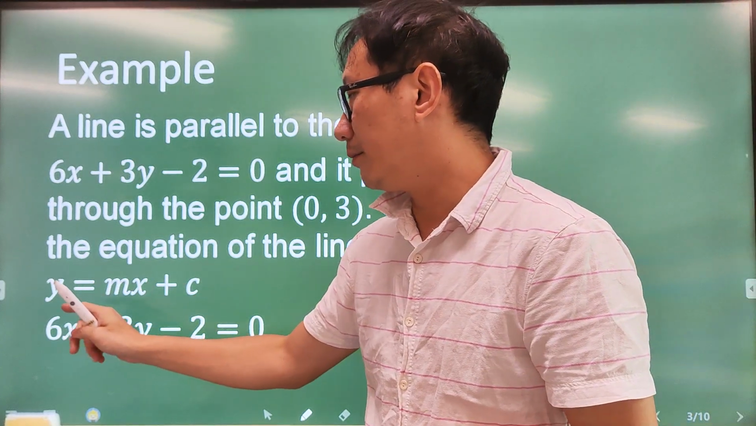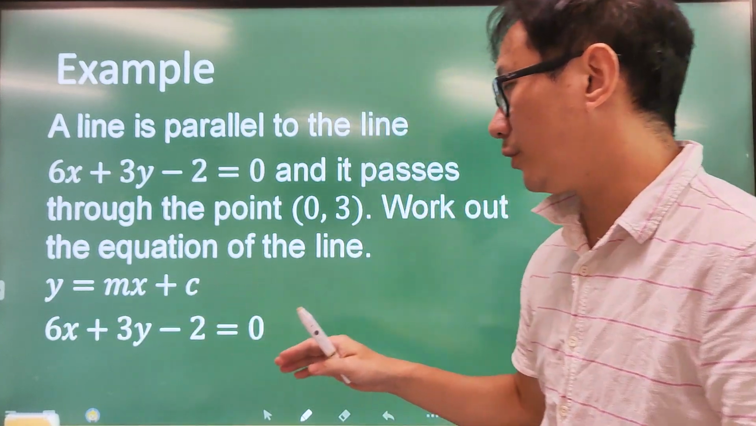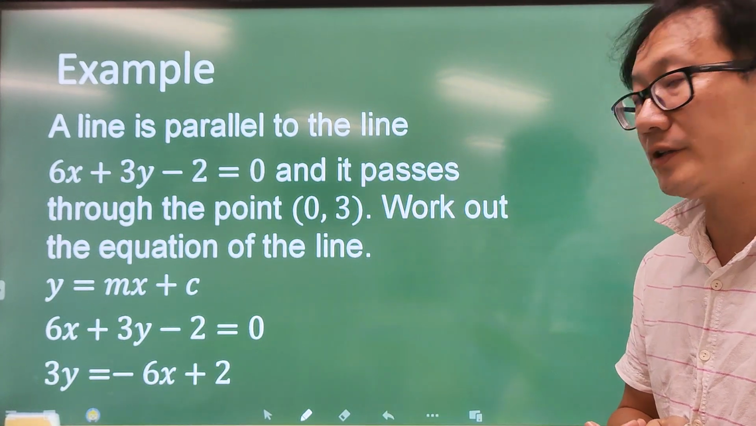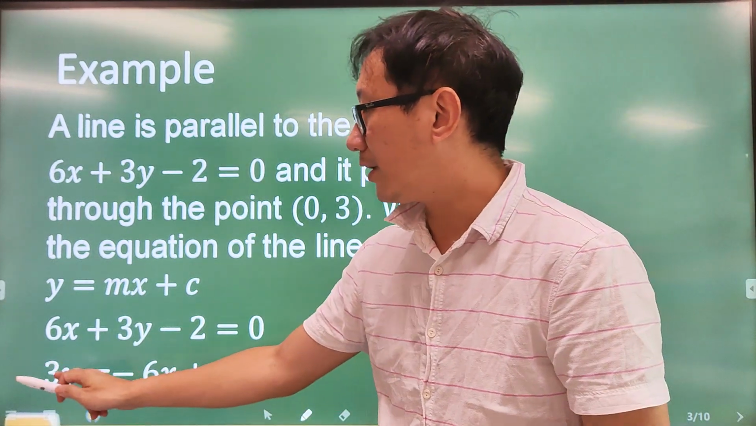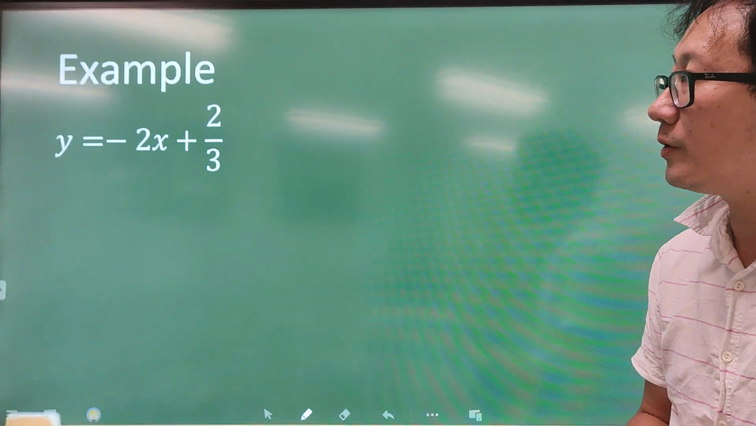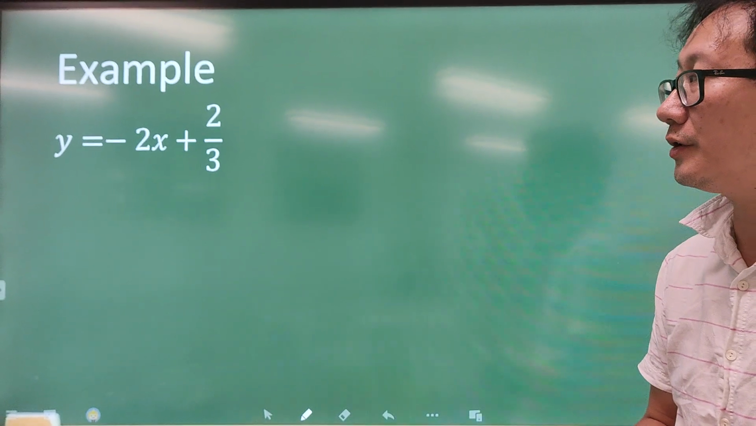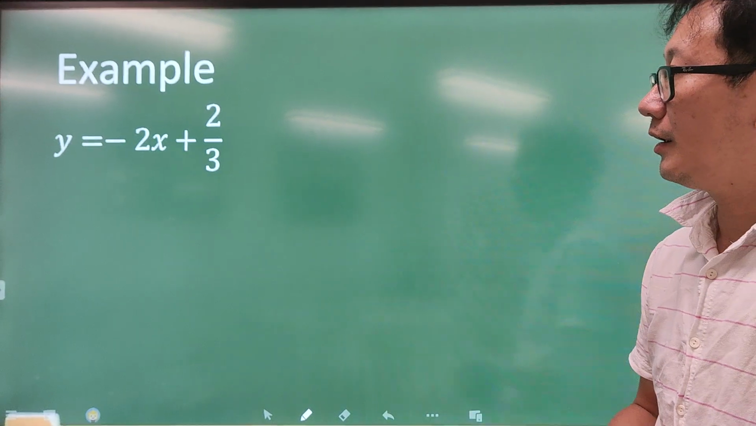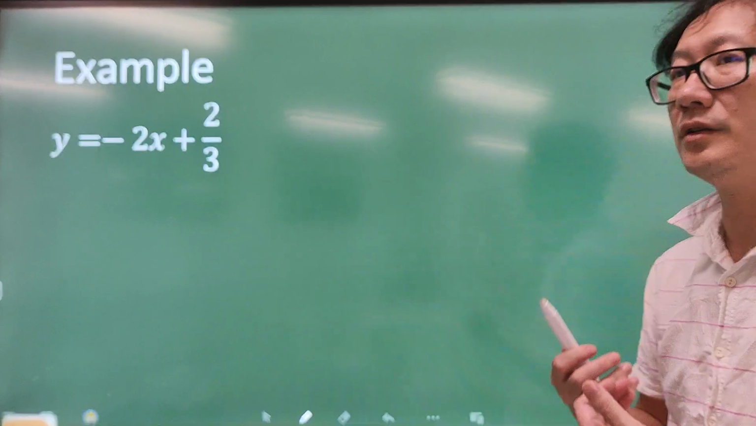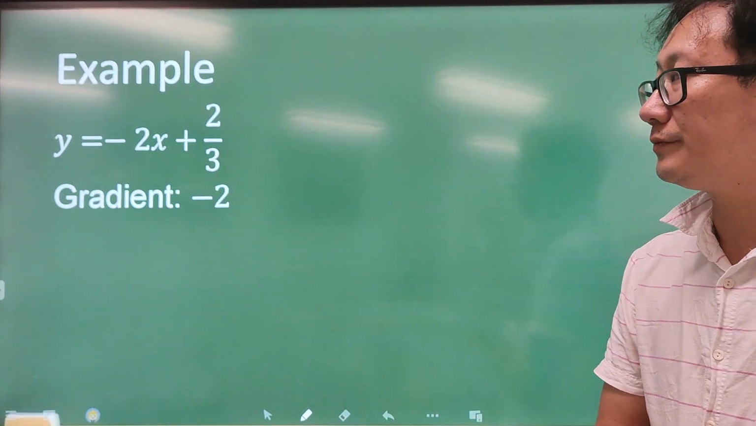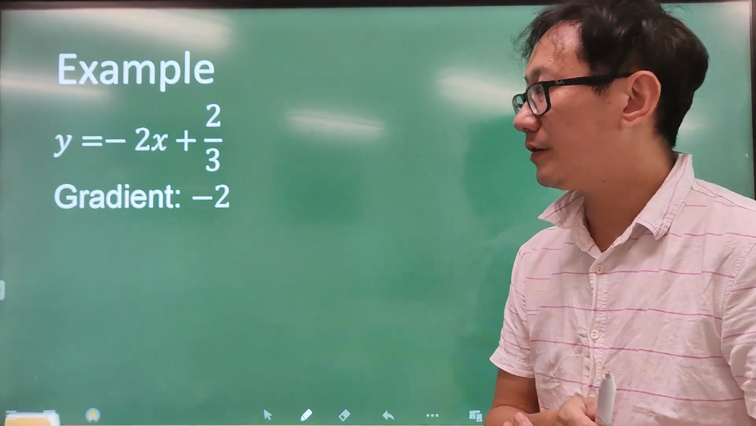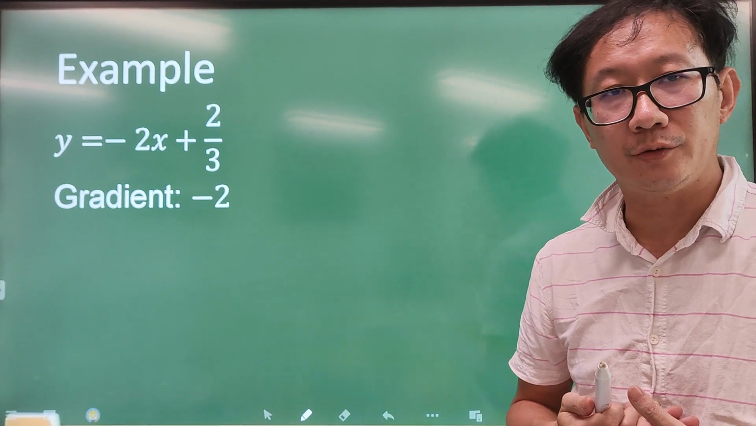So that's minus 6x and plus 2 on both sides of the equation to have 3y equals negative 6x plus 2. Then I will divide by 3 on both sides of the equation to have y equals negative 2x plus 2 over 3. If you compare that with y equals mx plus c, you'll see that m, or the gradient, is negative 2. Because the line we are after is parallel to this line, its gradient is also negative 2.